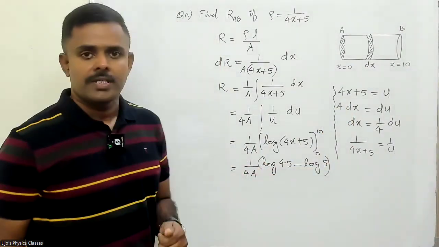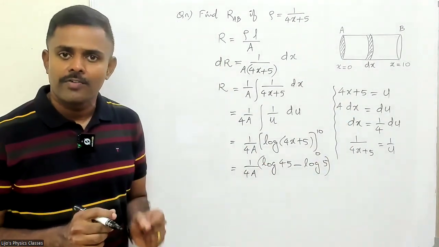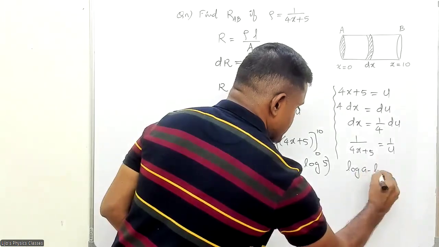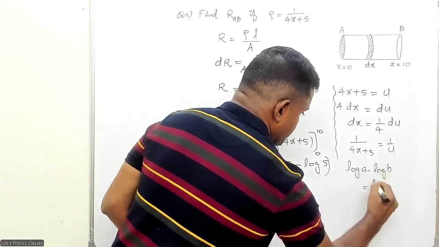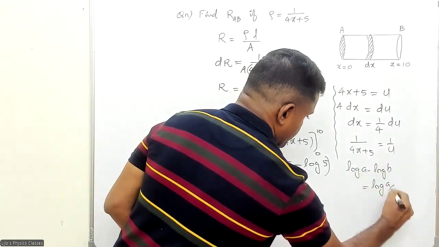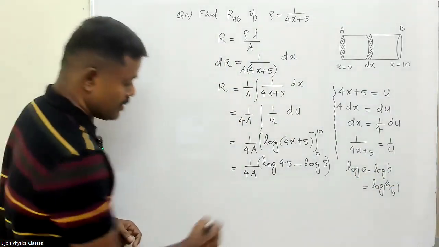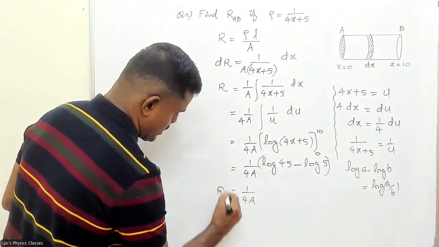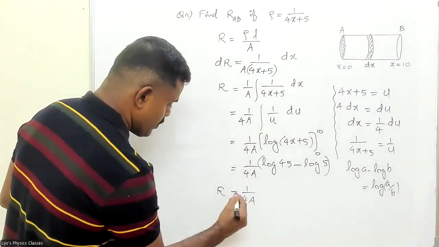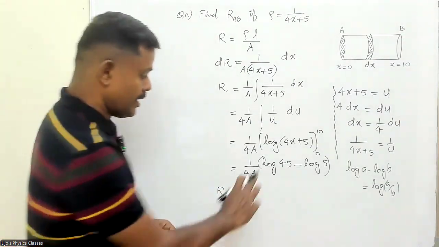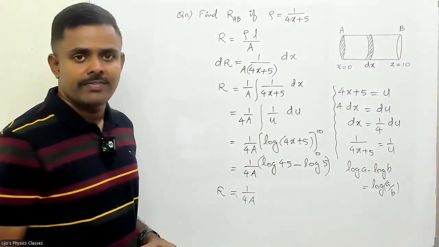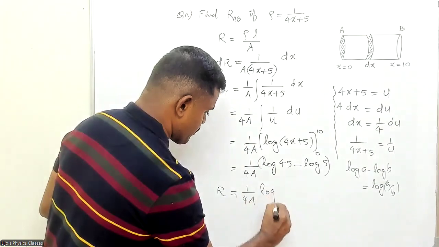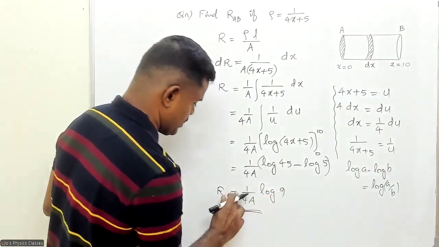Finally, I can use a logarithmic identity which I learned in lower classes. Logarithm of a minus logarithm of b can be written as logarithm of a by b. Now by that equation, this can be modified as resistance is equal to 1 upon 4A, logarithm of 45 minus logarithm of 5, which is logarithm of 45 by 5, which is logarithm of 9. That will be the final answer.